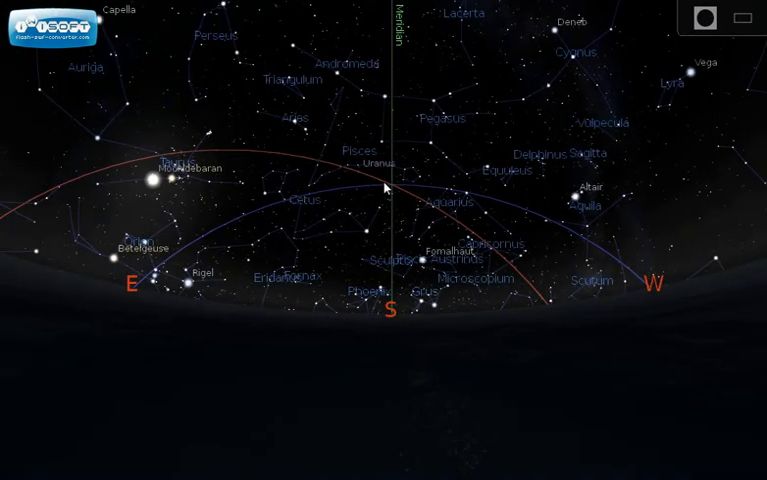This is Aries, the first sign of the zodiac. You can see Uranus. You don't see a little dot for it because it's so far away. But Uranus is in the middle of the sign Aries all this year, 2014.